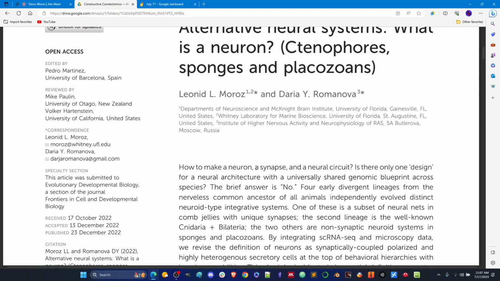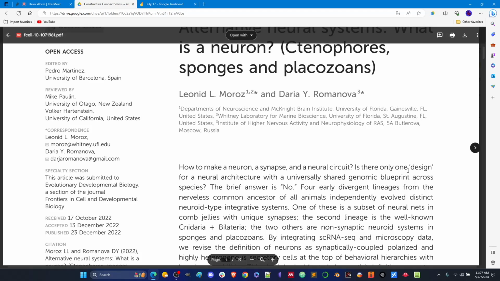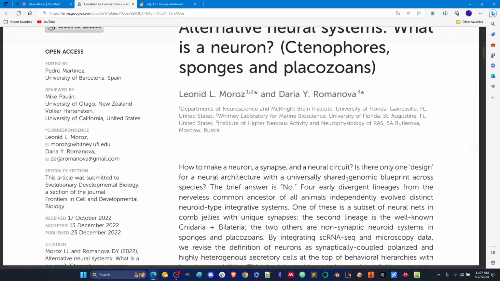So how to make a neuron, a synapse, and a neural circuit? Is there only one design for a neural architecture with a universally shared genomic blueprint across species? The brief answer is no. There are 4 early divergent lineages from a nerveless common ancestor of all animals. C. elegans and humans and a lot of animals are in this part of the tree of life where you have these specific nervous systems that we're familiar with. And then there are other parts of the tree of life in animals where you don't have this. You have different approaches to building a nervous system.